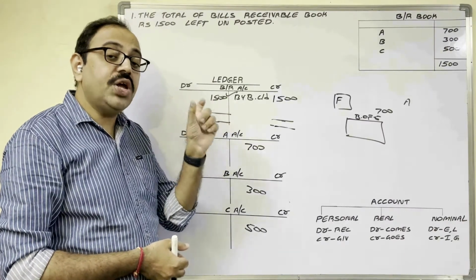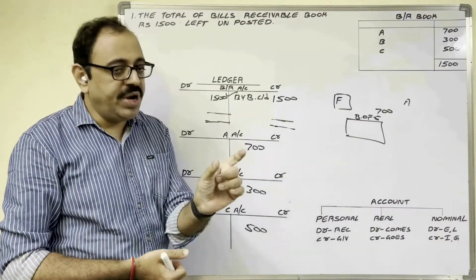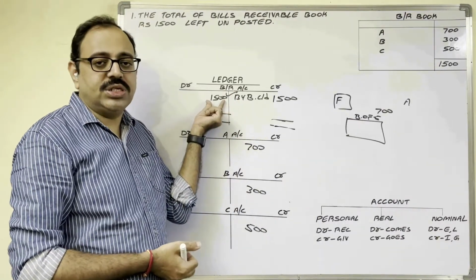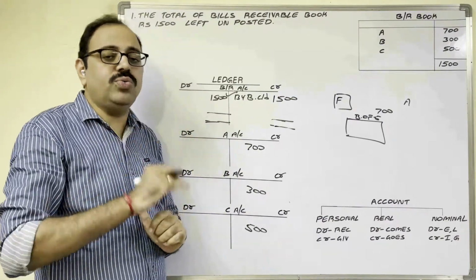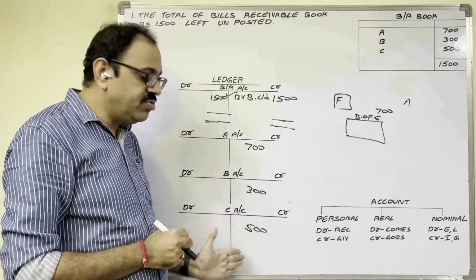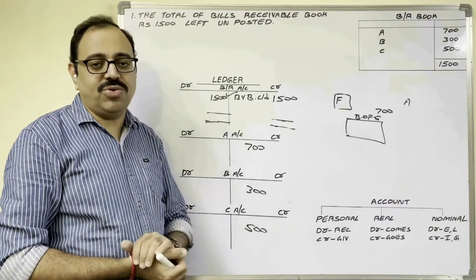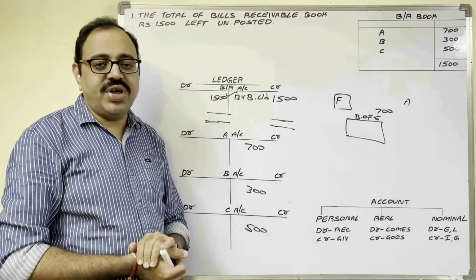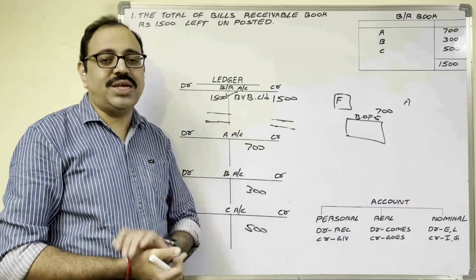While writing the rectification of error entry also, bills receivables account should be debited with 1500 rupees. So the entry will be bills receivables account debtor to... which account should we credit? We cannot credit individual accounts now. In that case, we should use the suspense account. So the rectification of error entry is bills receivables account debtor to suspense account.